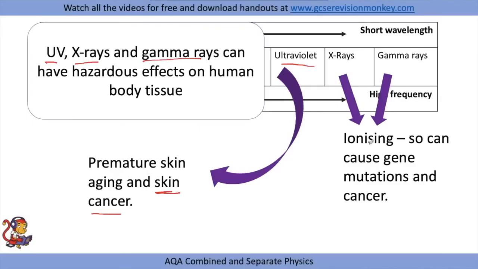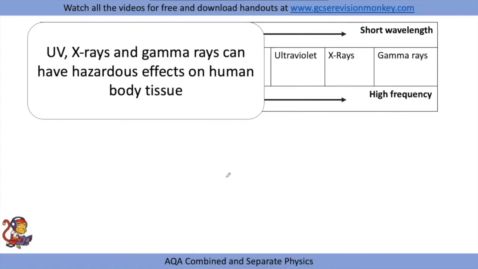X-rays and gamma rays are both ionizing. That means they can strip electrons off of atoms. So they can cause gene mutations and also cancer. And we could be a bit more general there because they can cause different forms of cancer. So these ones are particularly dangerous, and ultraviolet we should try and avoid as much as possible as well, through sun creams and wearing appropriate clothing in the sunshine.